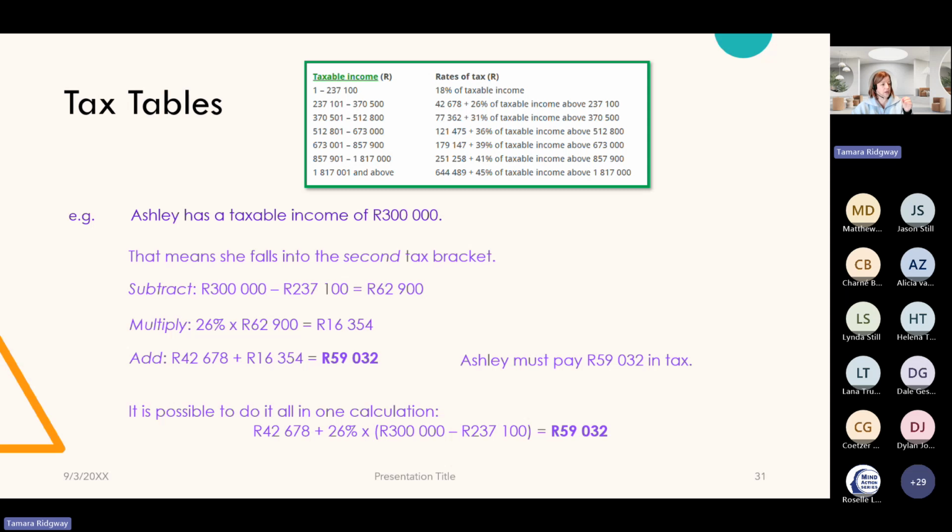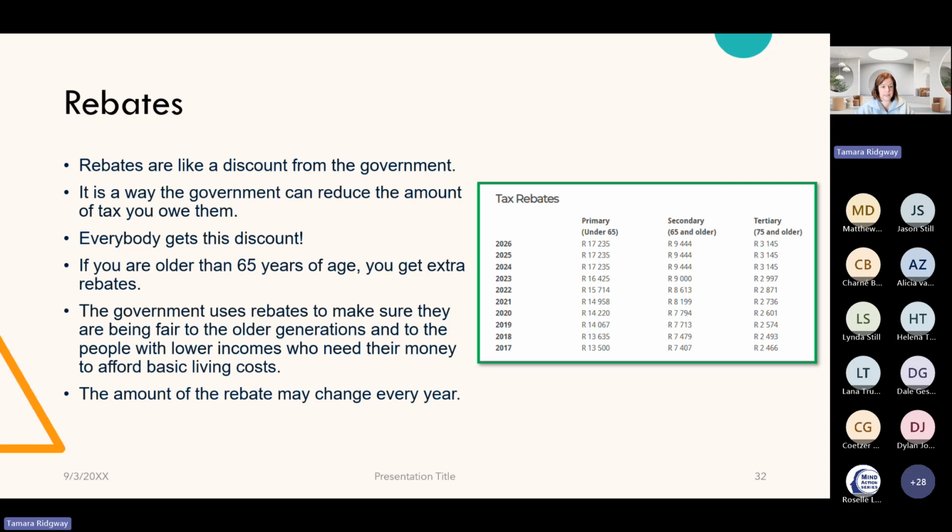Cool, thank you. We will focus only on the income tax. We are on the income tax, and we've done threshold tax tables, and now we're going to go on to rebates.